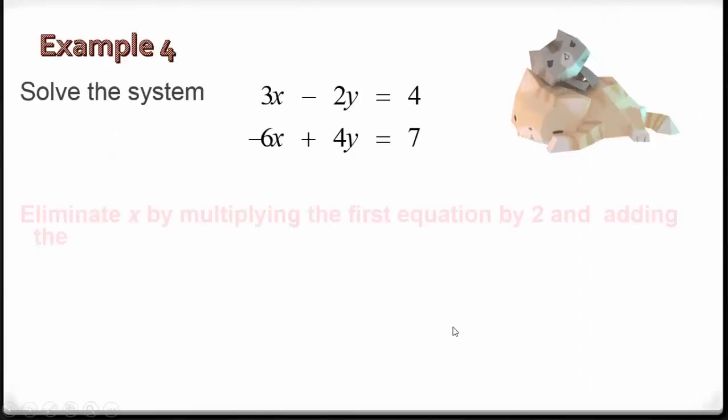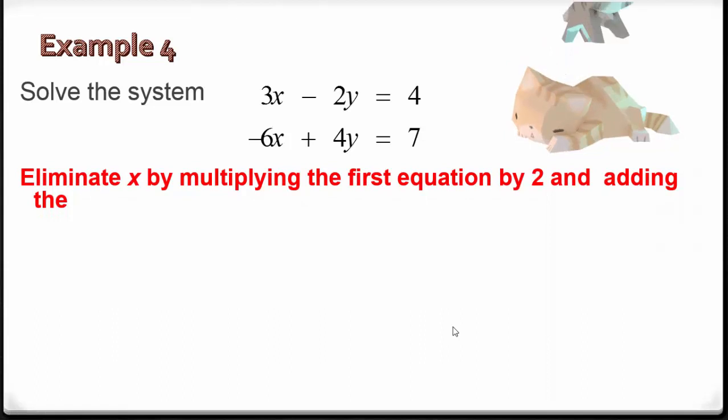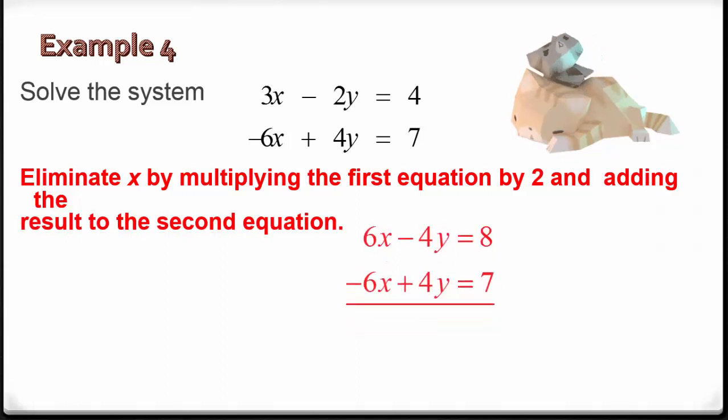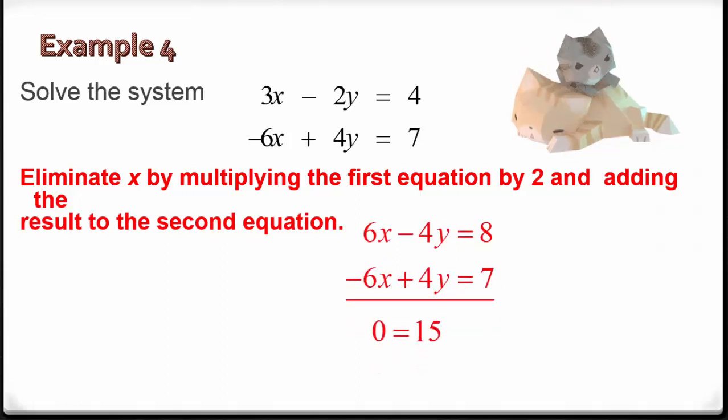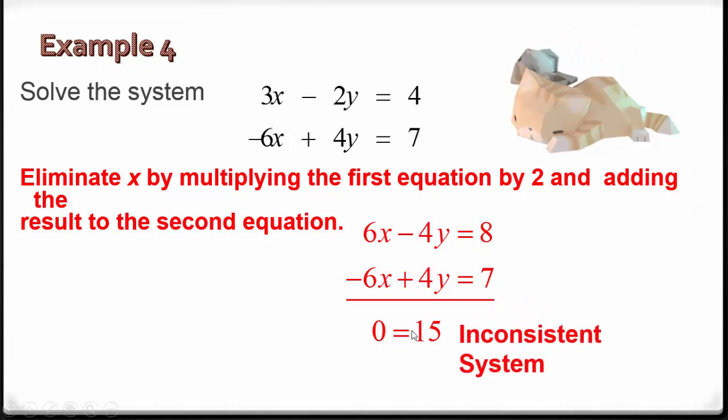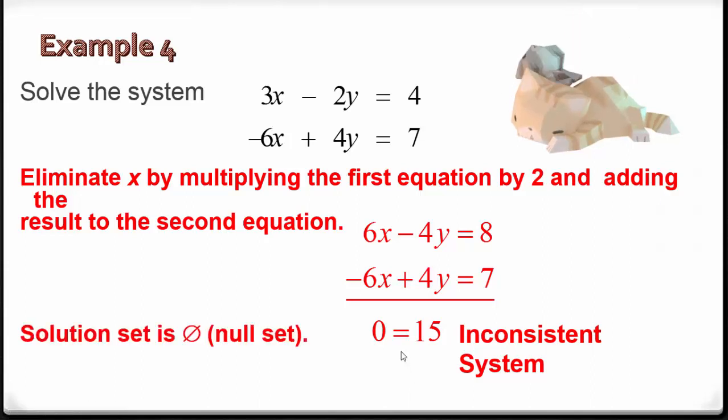Reviewing what I just did on the whiteboard, we eliminate x by multiplying the first equation by 2 and adding the result to the second equation. So here we have it, and we find that 0 is equal to 15. Now this is not true. 0 is not equal to 15. Unlike the other checks where we got the number is equal to the number, and that means it's true. But this is not true. So therefore, we found that it's an inconsistent system, meaning that there is no solution. We also call the solution set the null set. This means there is no solution.